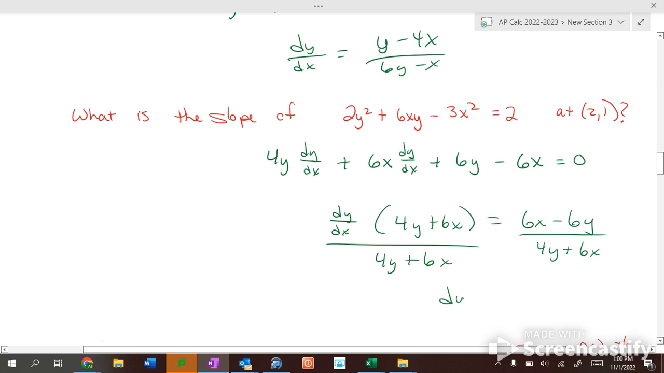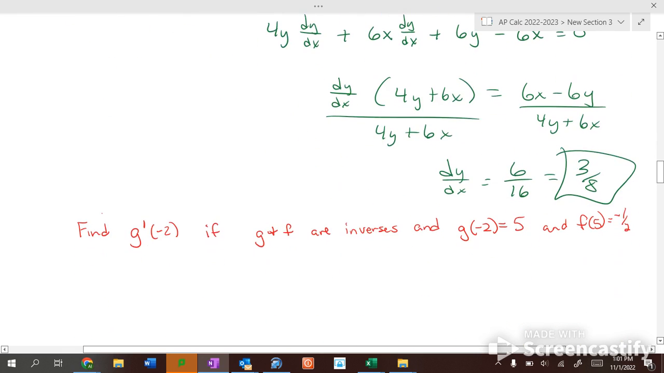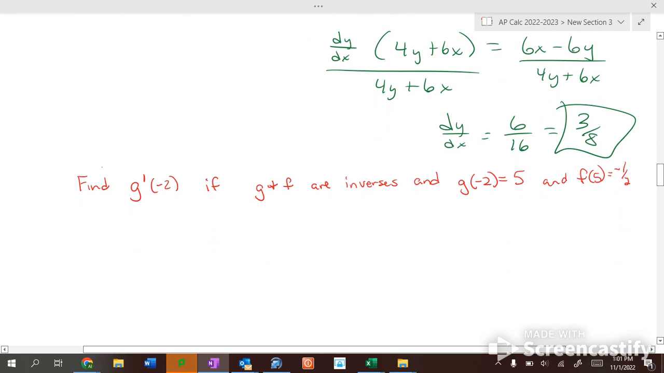And then just plug in numbers. So put in a 2, put in a 1. You get 12 minus 6, which is 6. And 8 plus 6, which is? No, it's 4 plus 12, which is 16, which is 3/8. Thanks for helping me out.